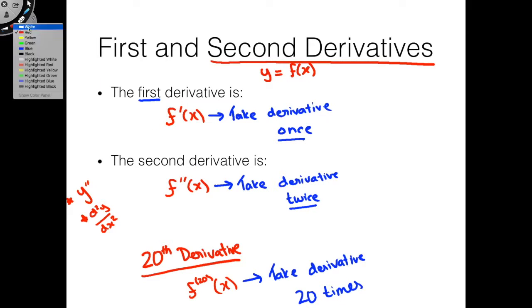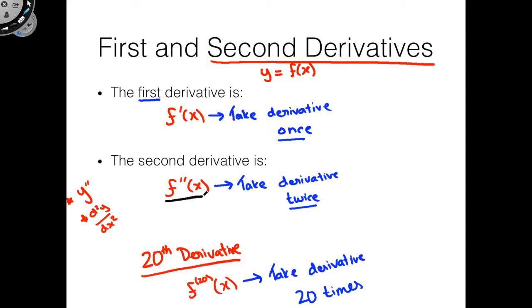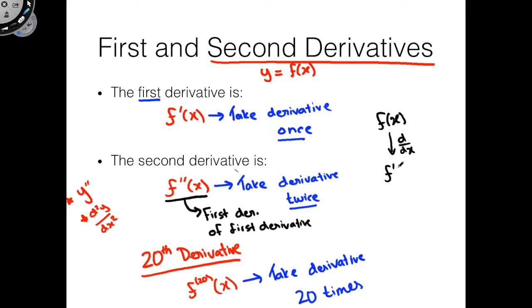One final comment I want to make is that the second derivative can also be written as something else. You can also write it as the first derivative of the first derivative. Why can we do this? Because think about what's happening. If you have a function f of x and you do the derivative process, you end up with f prime of x. And then you do the derivative process again, and you end up with f double prime of x.